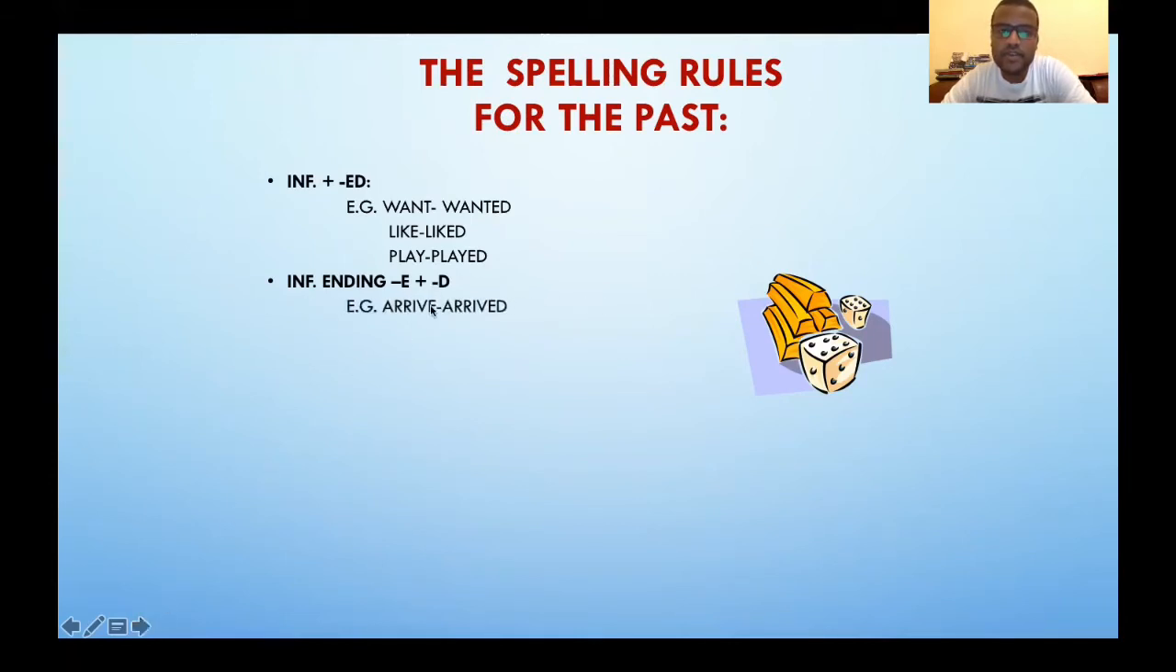For example, we have arrived. We add just d. Then we have hated. We add just d because the verb ends with e. Then we have loved. So we add just d. Then sometimes you're going to find some verbs that end with a consonant and y. Consonant and y.